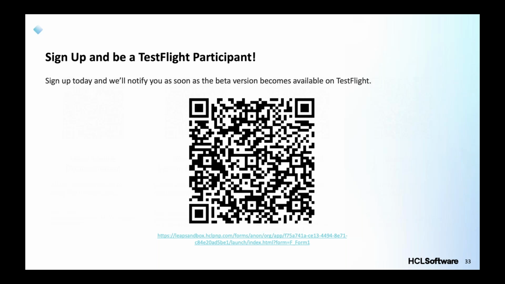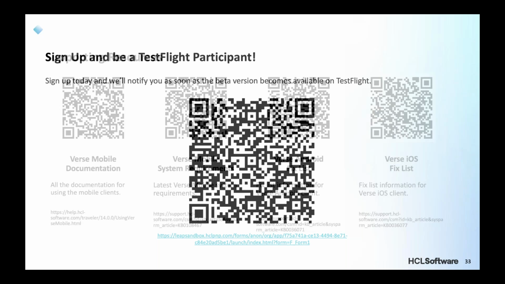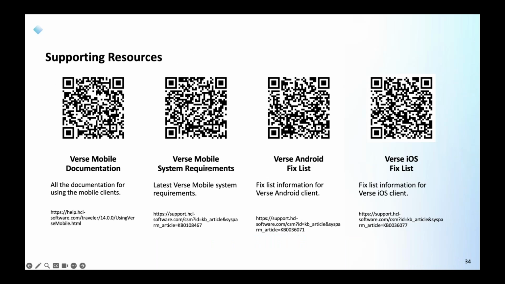And of course, here are the supporting resources for the Verse Mobile product. We have the Verse Mobile product documentation, and the Verse Mobile system requirements, which are included in the Traveler server system requirements. We also have individual fix lists for both Verse Android and Verse iOS, which are available as knowledge articles as well. I'll give you a moment to scan these codes so that you can bookmark them and refer to them every time we have a new release.